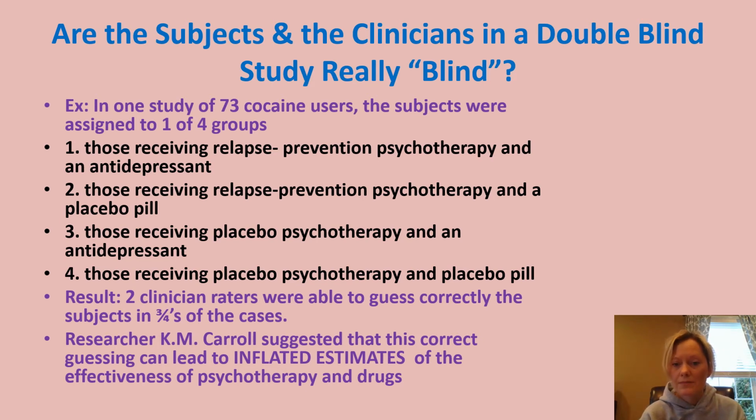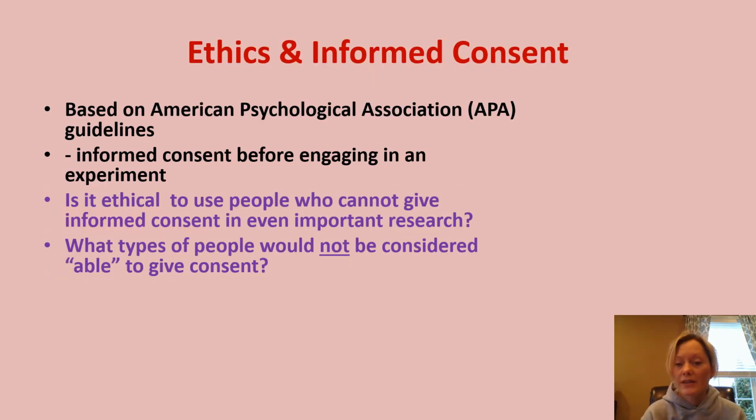All right, and then lastly, what are ethics and informed consent? Like, what do we do in studies to make sure that ethics are being followed? These are all the APA, or American Psychological Association, guidelines, and they've had to develop those over time because people have done experiments in the past that have not been on the up and up.